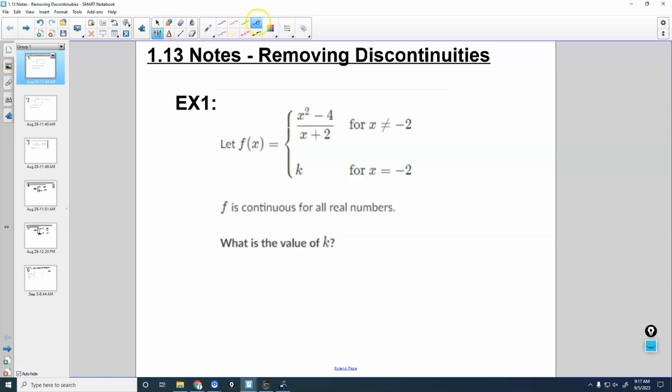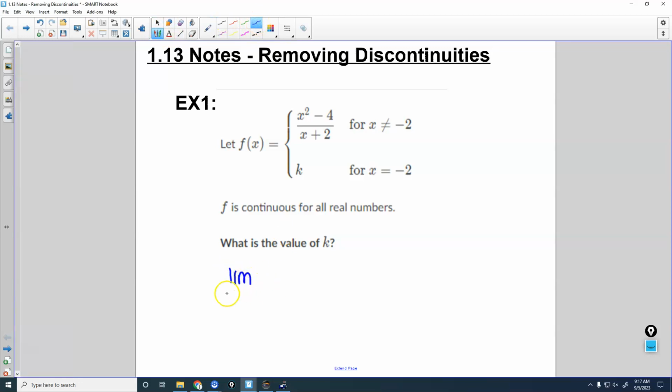So for a problem like this, we would just do the limit as x approaches -2 of f of x, and then I'm going to show that for this function, we would use x squared minus 4 over x plus 2. I'm going to go ahead and factor that numerator, x minus 2, x plus 2 over x plus 2, and those two values will cancel, and I can just plug in my -2. So -2 minus 2 will give us -4.